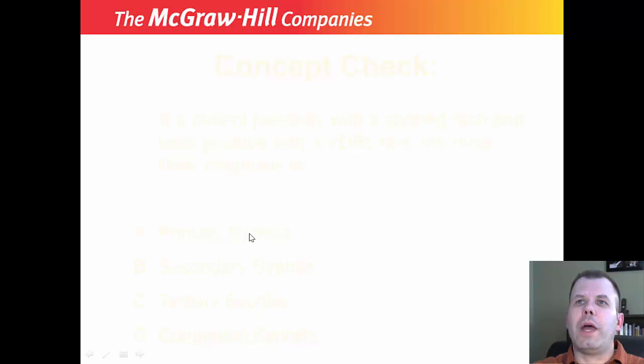Now, ooh, this is bad. The concept check. I don't know why this did this, but we'll just skip this. I'll try and read it to you and maybe you can think about it. If a patient presents with a spotted rash and tests positive for a VDRL test, the most likely diagnosis is what? Primary syphilis, secondary, tertiary, or congenital syphilis. Which stage of syphilis was the rash shown in?